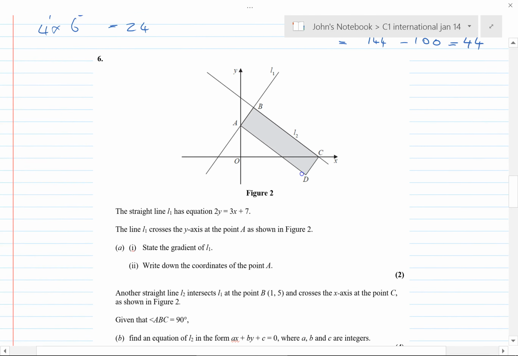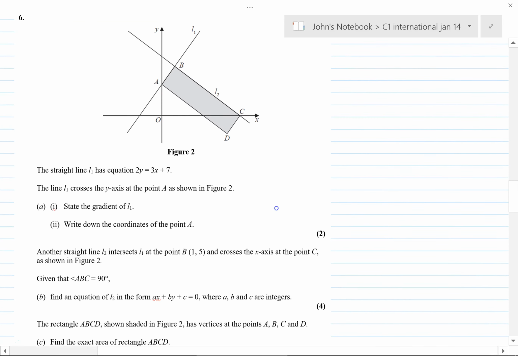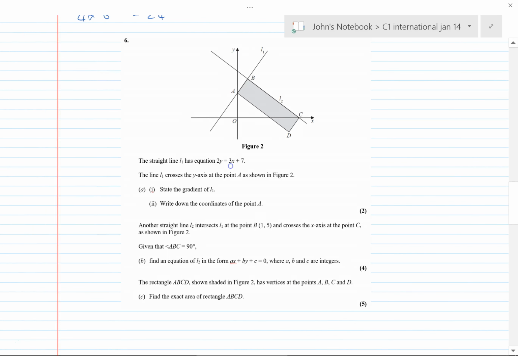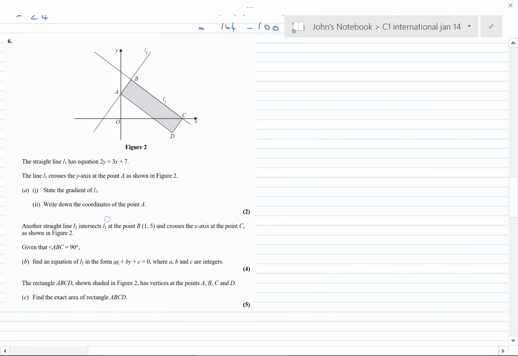Okay, now on to question 6. Let's just make a bit of room for things on the right hand side. Okay, now the gradient A is going to be straightforward. It wants the gradient of L1, and we've got this equation. If we write that and divide by the 3, we get 3 over 2 x plus 7 over 2. So the gradient is clearly equal to 3 over 2.